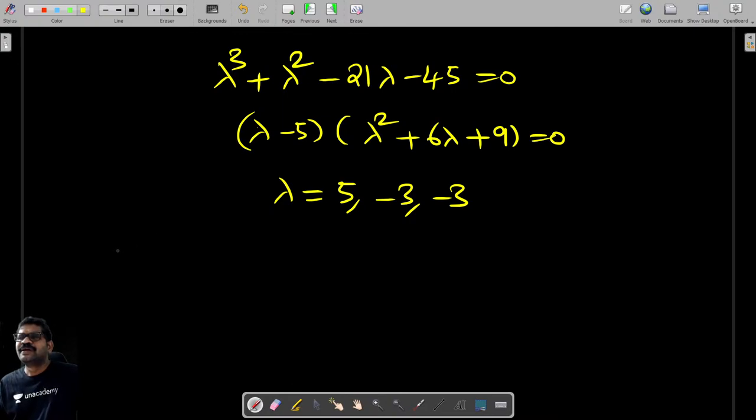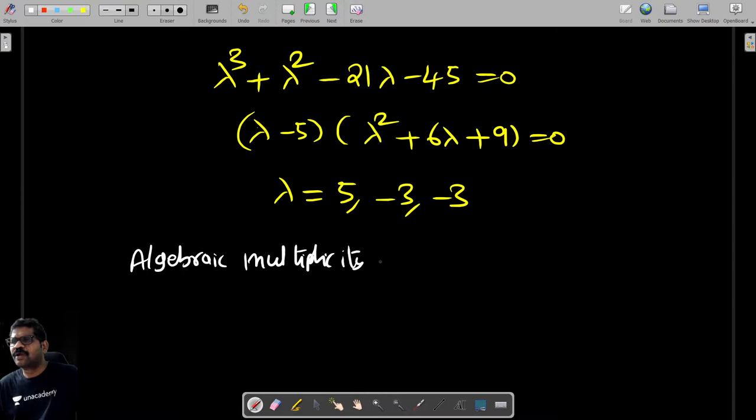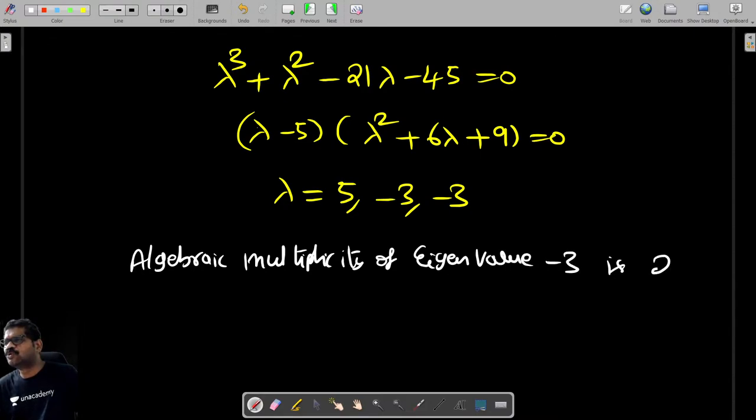Now, the problem is designed on algebraic multiplicity, and algebraic multiplicity is nothing but how many times an eigenvalue is repeated. Algebraic multiplicity of eigenvalue minus 3 is 2. Why? Because minus 3 is repeated 2 times. So if any eigenvalue is repeated m times, its algebraic multiplicity is m. How many times an eigenvalue is repeated is known as algebraic multiplicity. Therefore here minus 3 is repeated 2 times. Therefore algebraic multiplicity is 2.